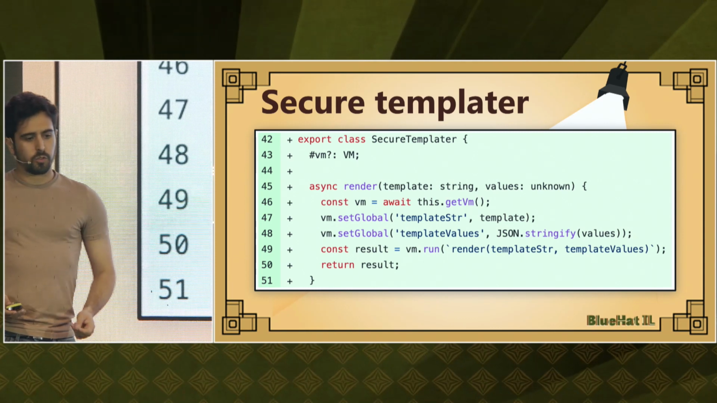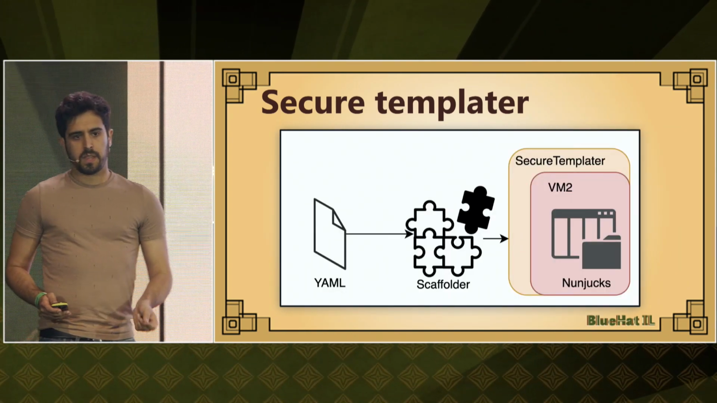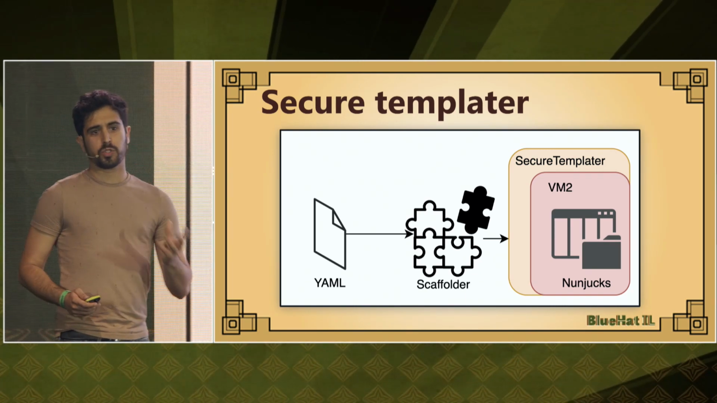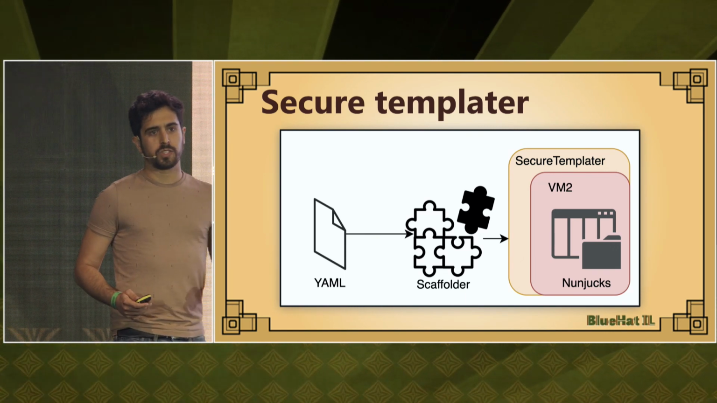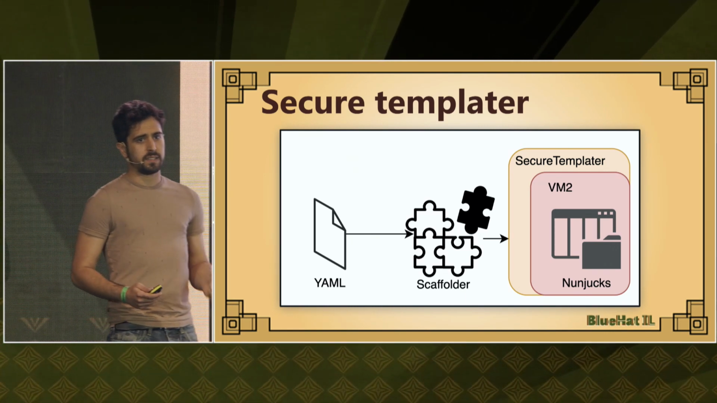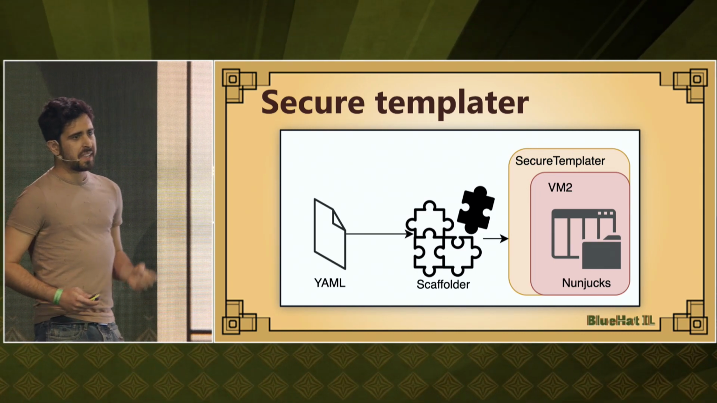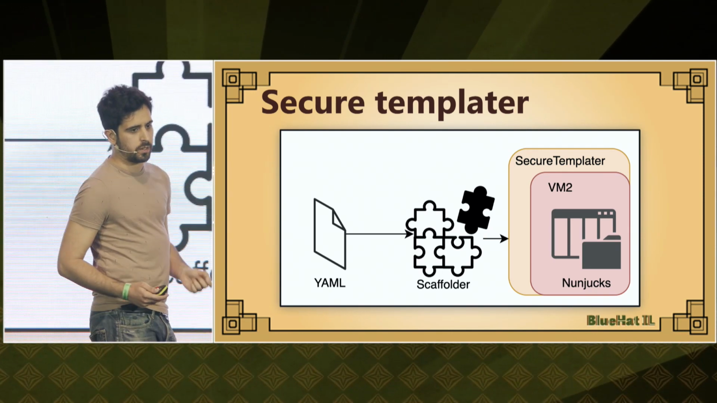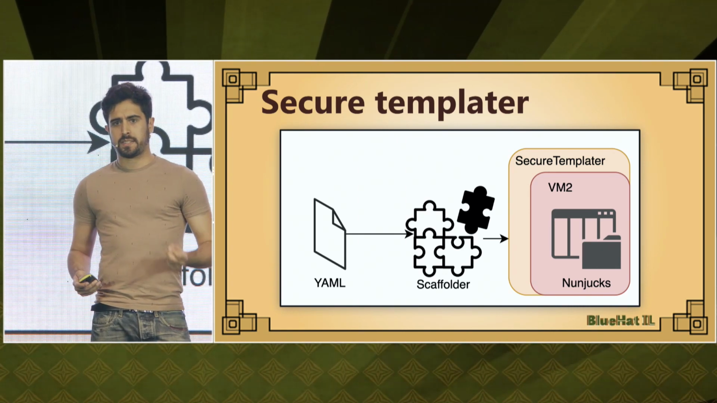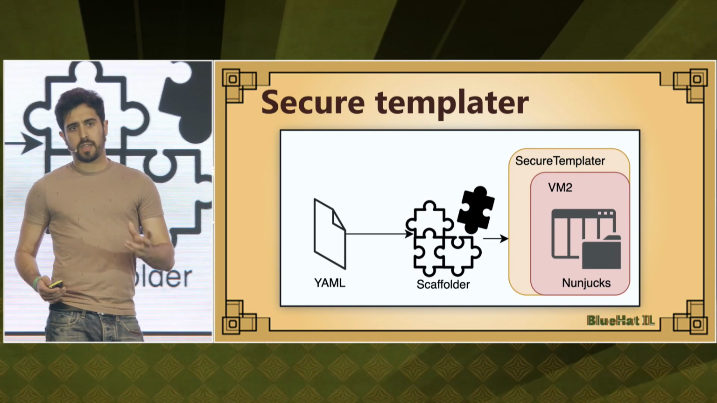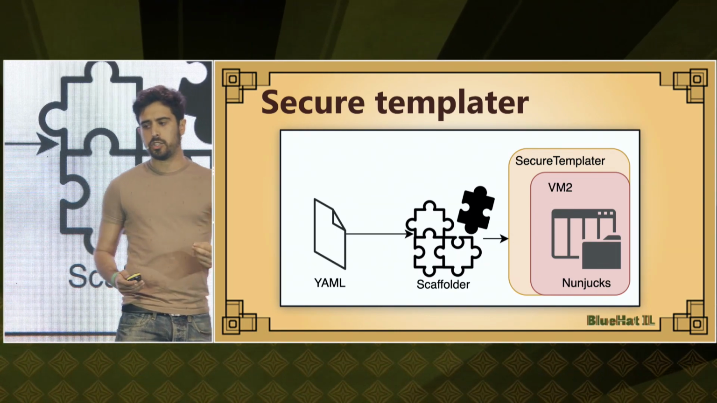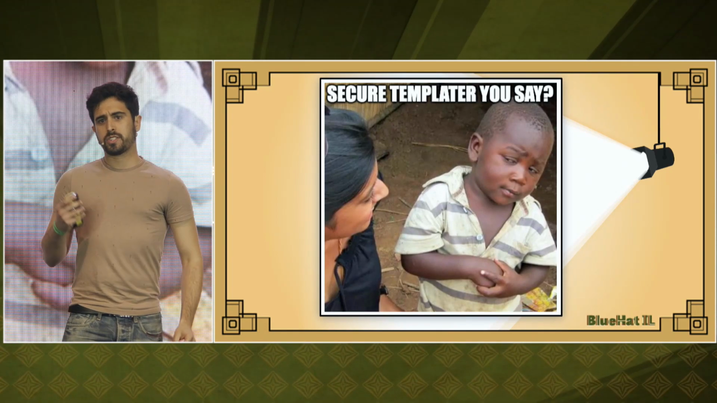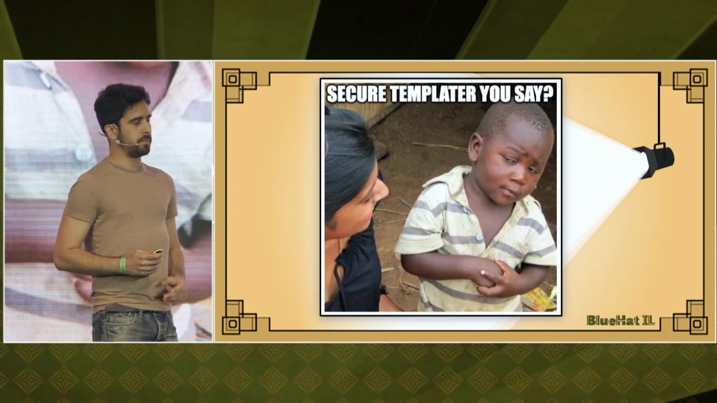So now, instead of calling the rendering engine directly, scaffolder calls the secure templater, which in turn spins up a VM2 sandbox instance. Within this VM2 sandbox instance now resides the entire Nunjucks rendering engine. This means that if a malicious user tries to exploit the previous vulnerability we mentioned, his code would eventually end up executing inside the sandbox, instead of taking over the machine hosting the Backstage instance. So at this stage, we started poking around with the question of how secure the secure templater really is.